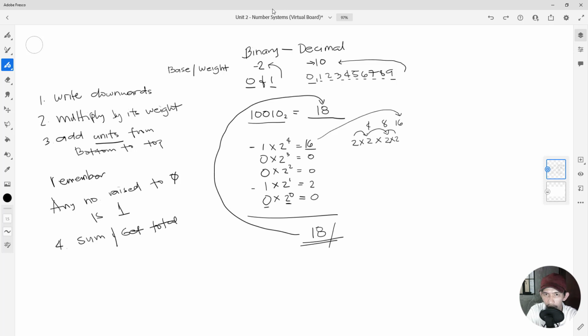And don't forget to write the base, which is 10. Okay? Huwag kayo magsusulat ng ganito, ha? For example, 18, tas kasing laki niya. So, it should be subscript.